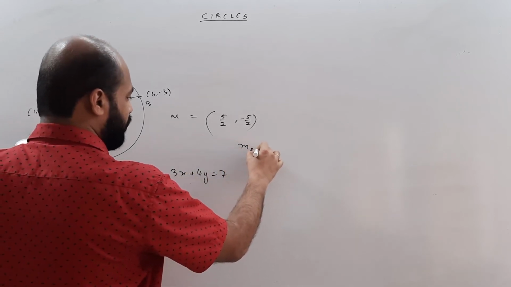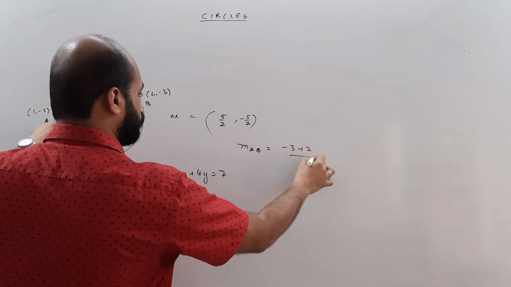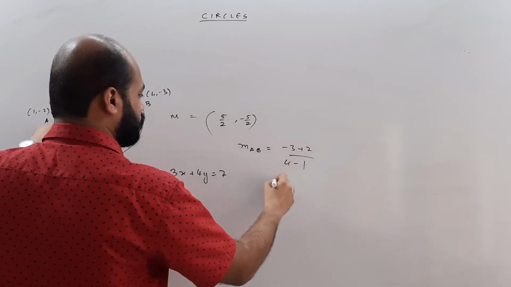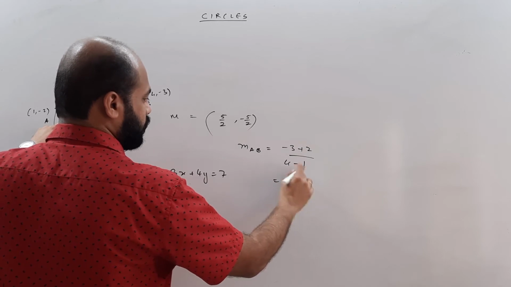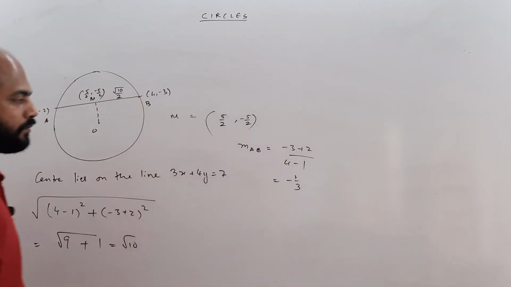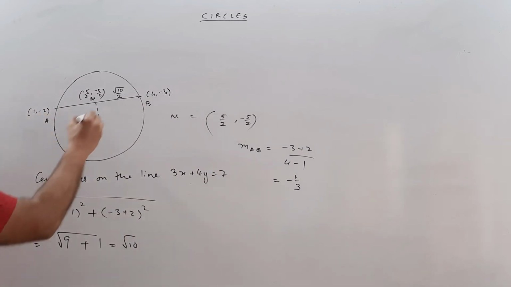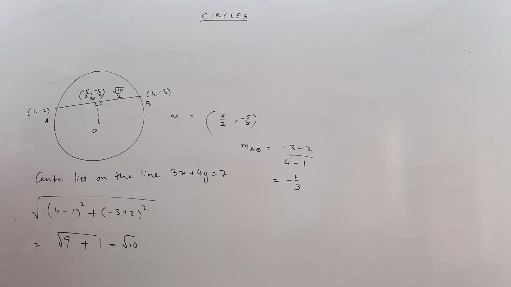So slope of AB is going to be (-3 + 2) / (4 - 1). That's going to be -1/3. So the slope of this is going to be -1/3. So the slope of the line MO, which is perpendicular to it, is going to be 3. The slope of this line is 3, and I know that it's passing through this point. So I can write the equation of that line.